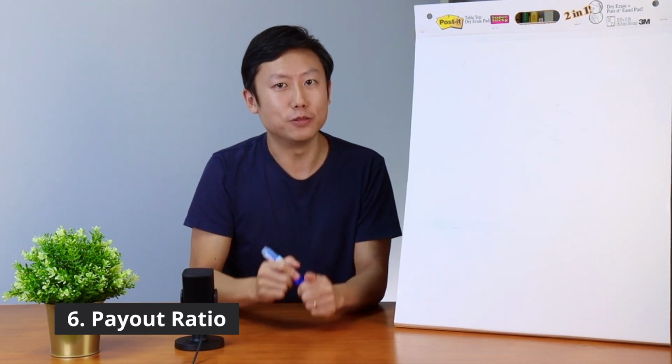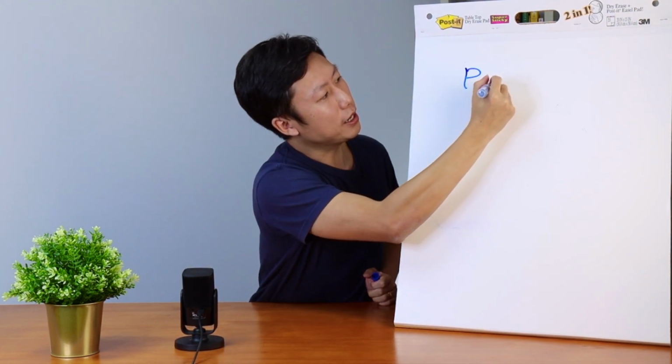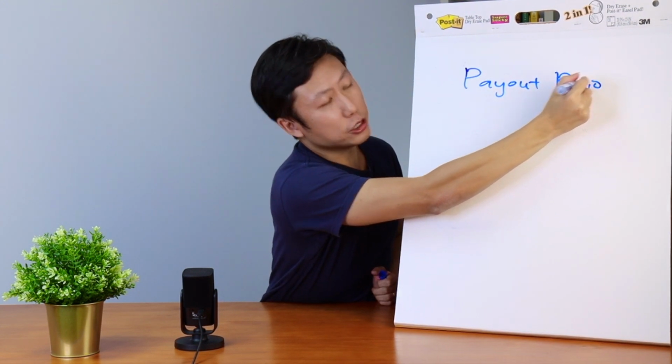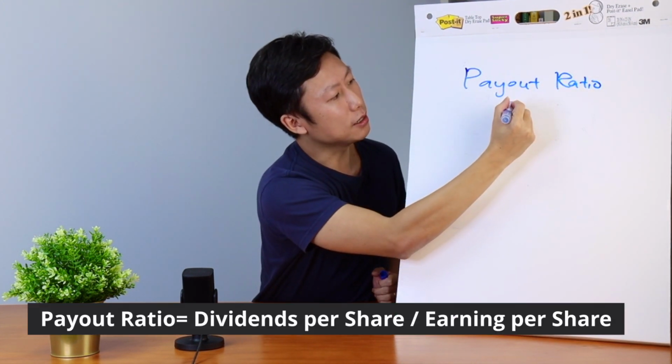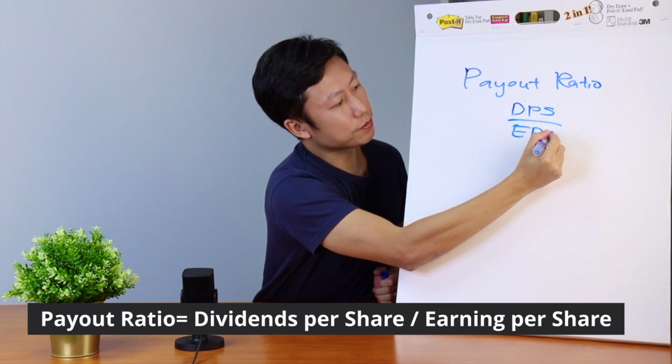We have come to the number 6 ratio, which is the payout ratio, related to the 5th ratio, which is dividend yield, right? Because it's not just good to look at dividend yield alone, you also want to look at the payout ratio. So what is this payout ratio? This payout ratio is dividend per share divided by earnings per share.